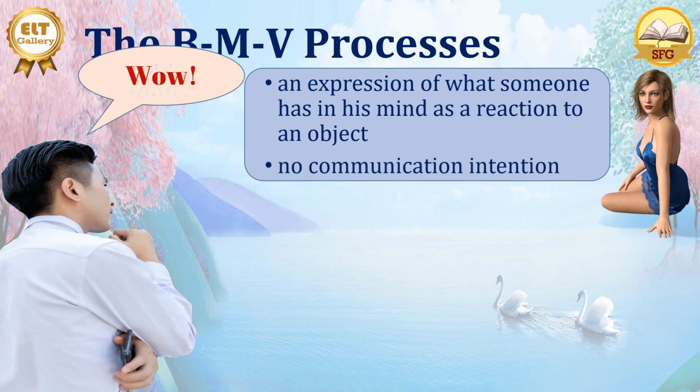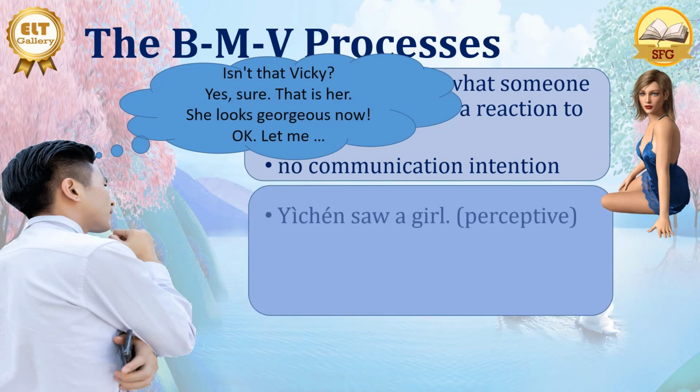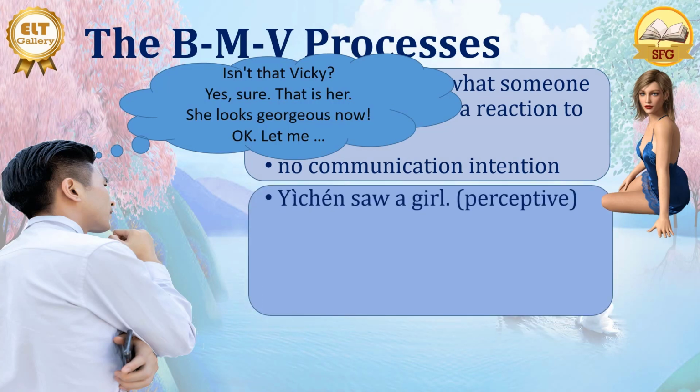And here with the word wow, he does not want to communicate anything to anybody. This is just an expression of what he has in his mind. Wow. And then now he thinks, isn't that Vicky? Oh yes, sure, that's her. She looks gorgeous now. Okay, so that's what he has in his mind. And that's here, Yìchén saw a girl. So this is a perceptive process. Yìchén saw a girl. He knows her, Vicky. So that's a cognitive process.